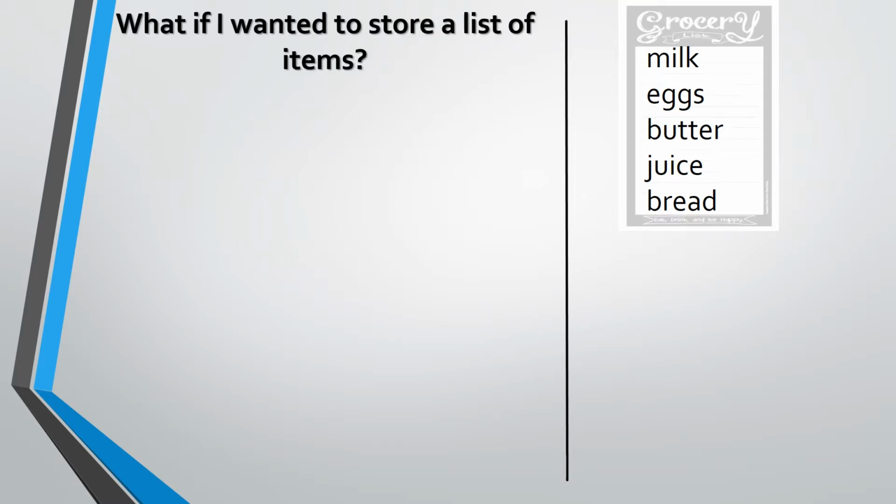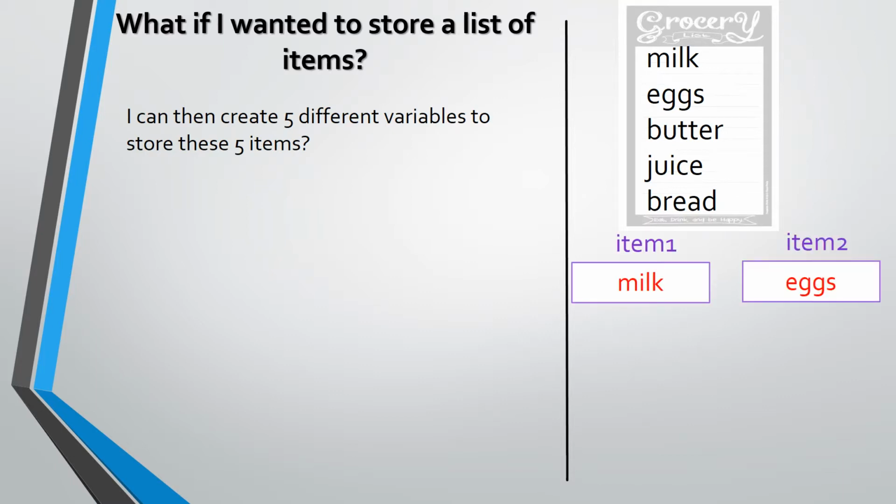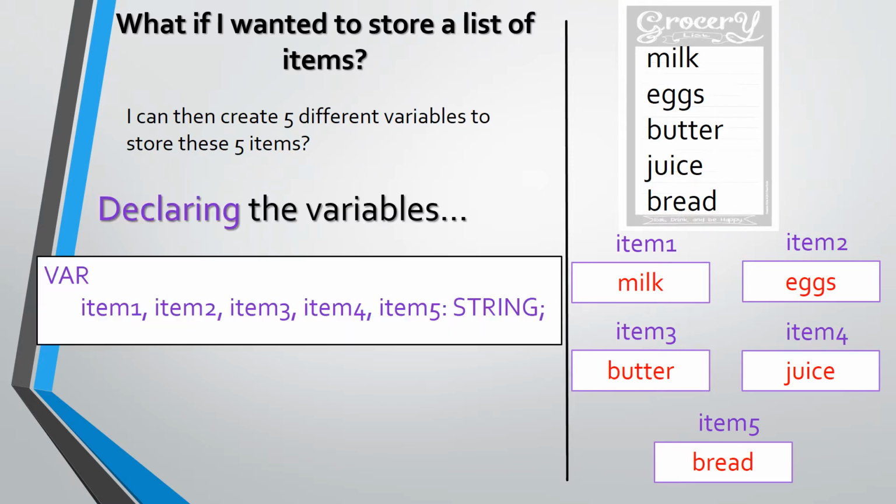What if I wanted to store a list of items? I can then create 5 different variables. So this slide bridged from having single variables like this, and showing them how to declare the single variables. It bridged single variables to arrays, and it was absolutely necessary.